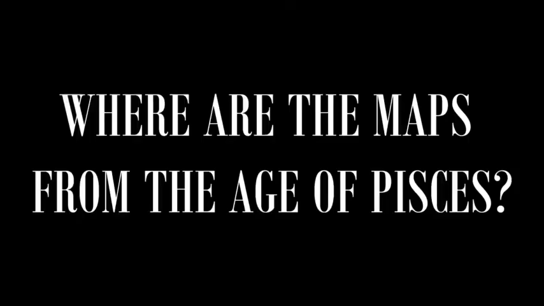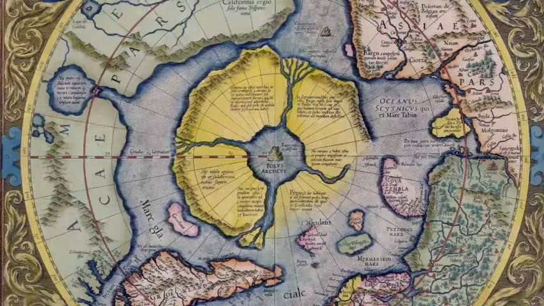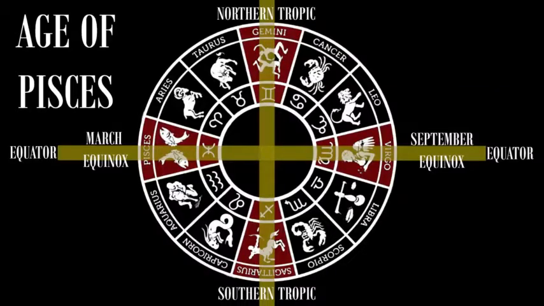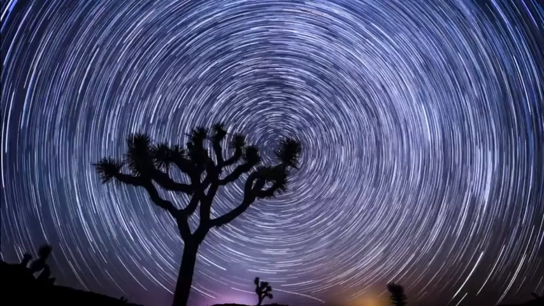Where are the maps from the age of Pisces? The maps of the last 2,000 years? And could these maps actually be over 2,000 years old? It seems like someone does not want us to know the age we reside in, or wants to distract us from finding out just how important the precession of the equinox really is.